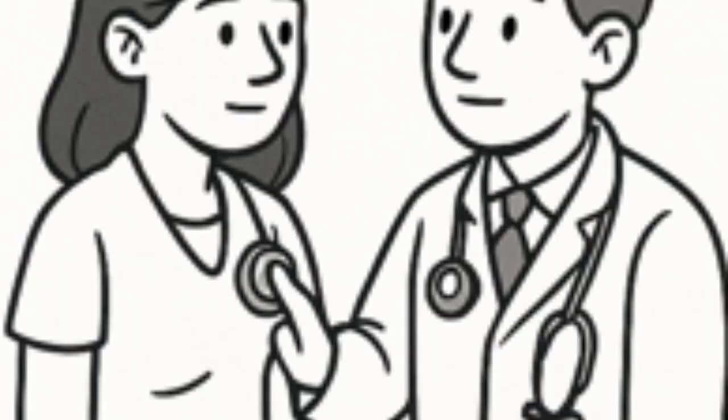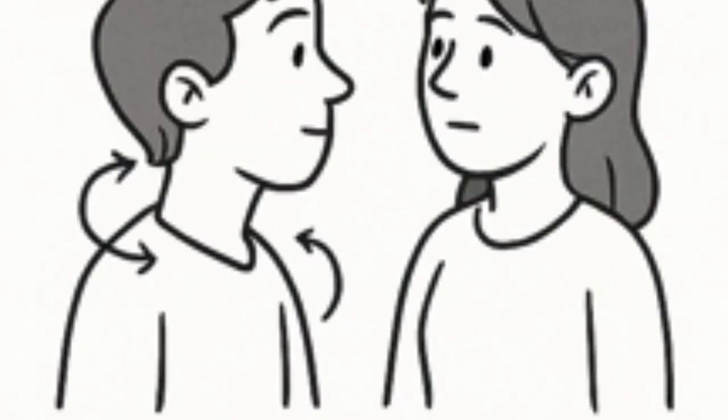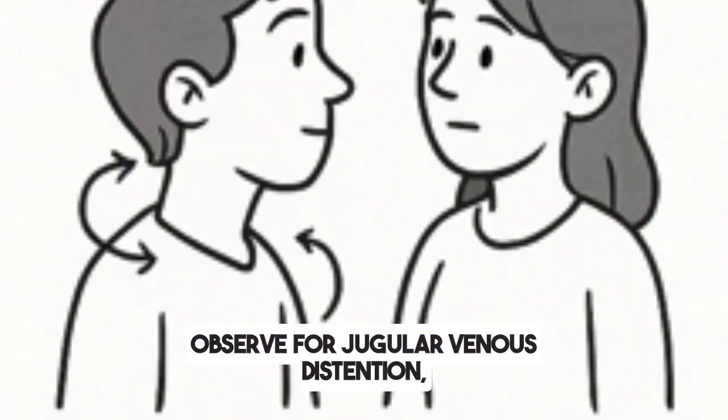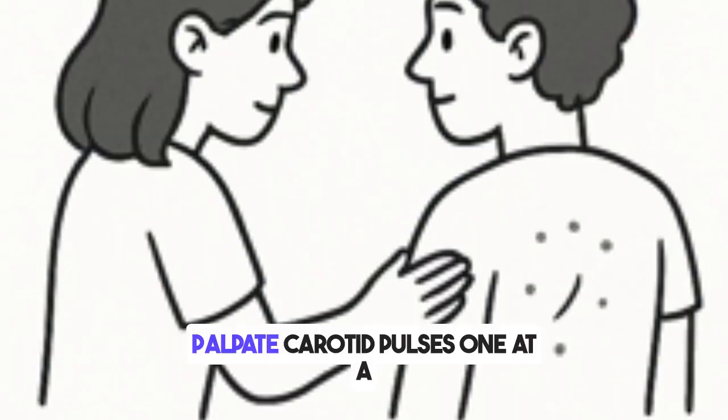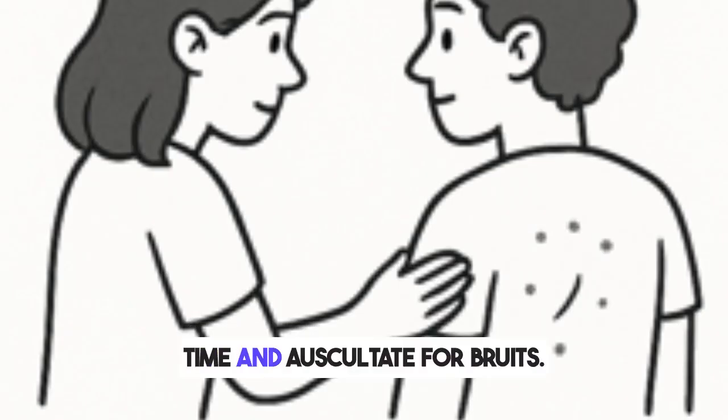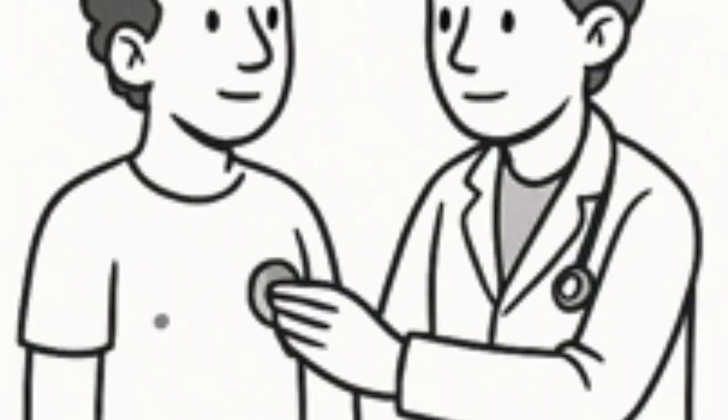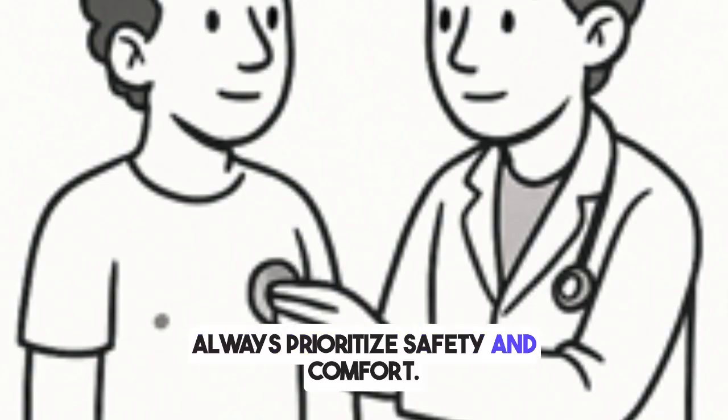Gently move to the neck and check for trachea alignment. Observe for jugular venous distension, especially in heart failure patients. Palpate carotid pulses one at a time and auscultate for bruits. Always prioritize safety and comfort.